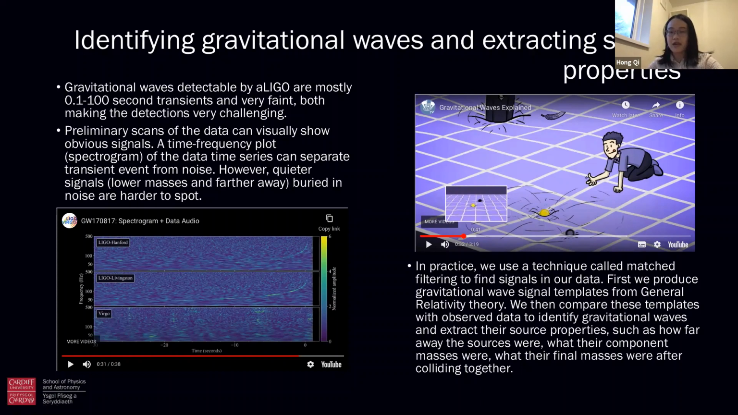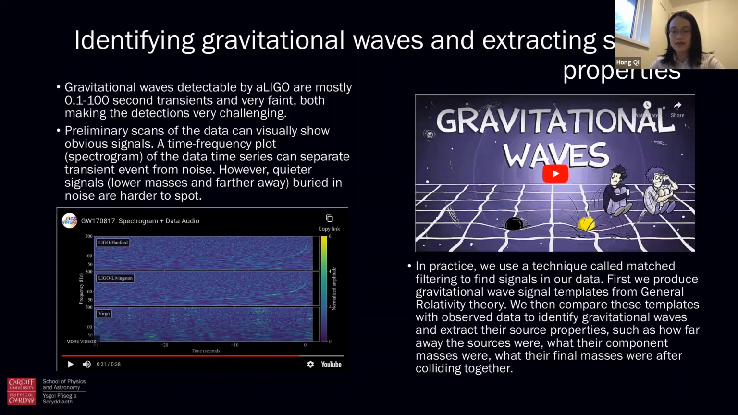And from there, if we can find a match, we will be able to identify gravitational waves and also extract their source properties, such as how far away those sources were, what the masses of the two black holes were, and what the final mass was after the two black holes collided into one.